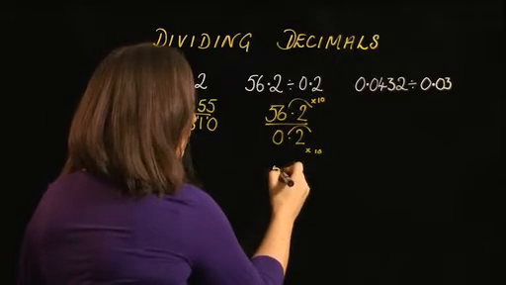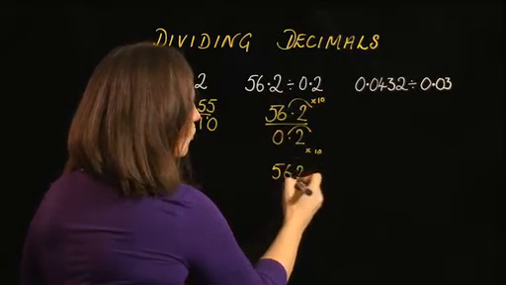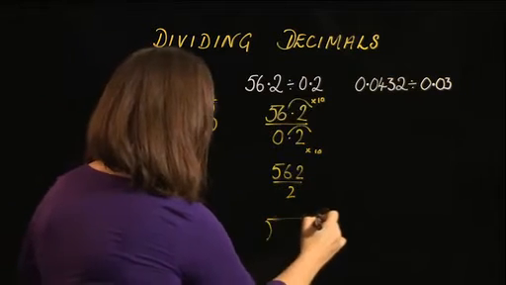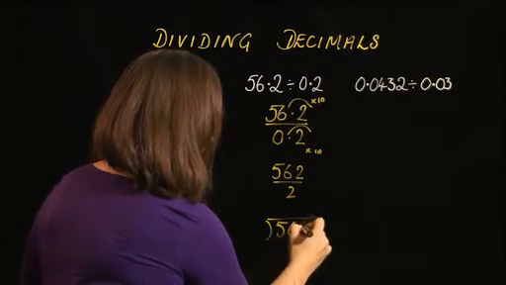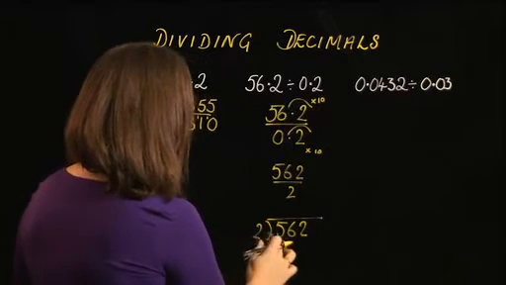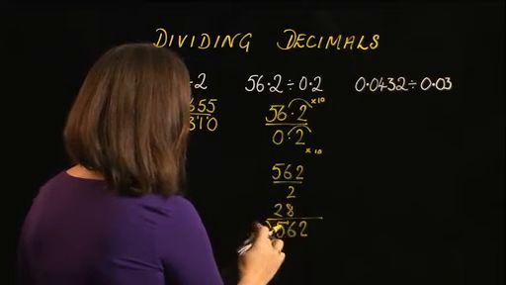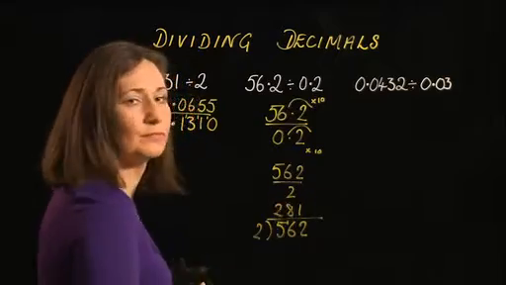So now I've got 562 divided by 2, and that's much better. So all I've now got to do is do the division. 2's into 5 go 2, remainder 1, 2's into 16 go 8, and 2's into 2 go 1.